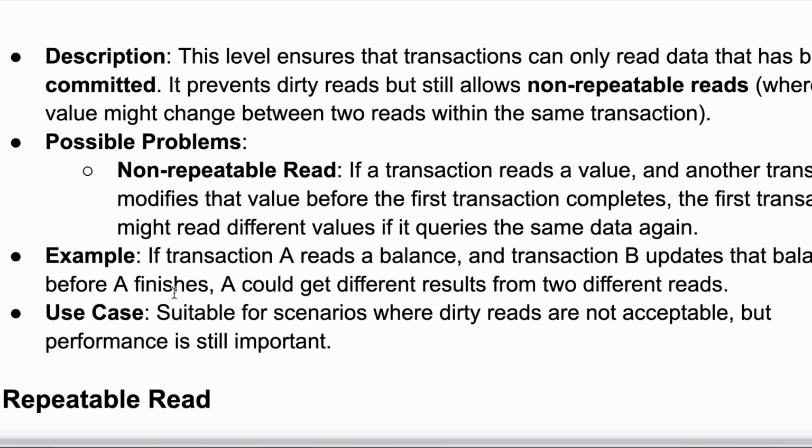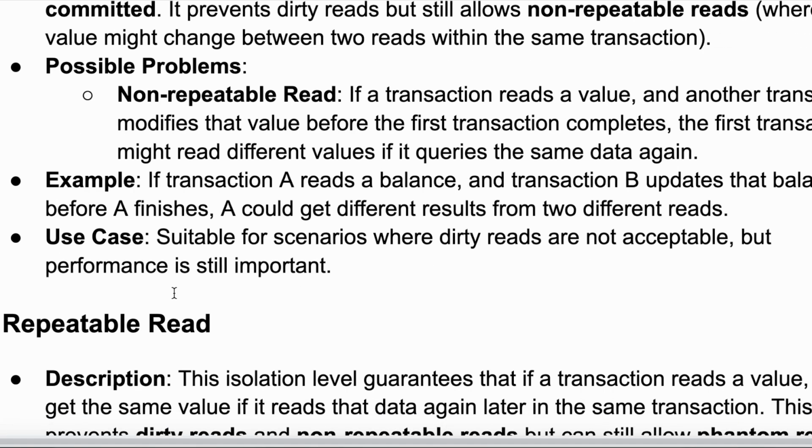So this level ensures that a transaction can only read data that has been committed. It prevents dirty reads but still allows non-repeatable reads, where a value might change between two reads within the same transaction. So the possible problem is non-repeatable reads. If a transaction reads a value, another transaction modifies that value before the first transaction completes, the first transaction might read a different value if it queries the same data again.